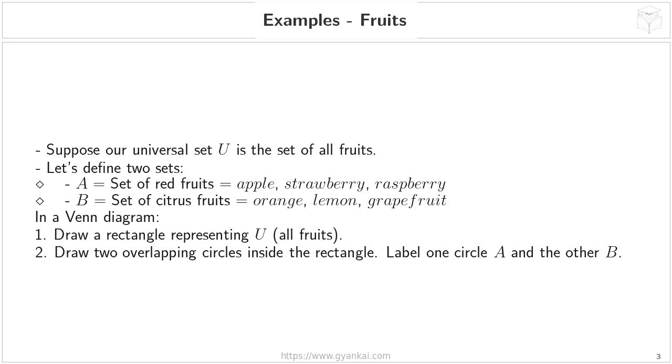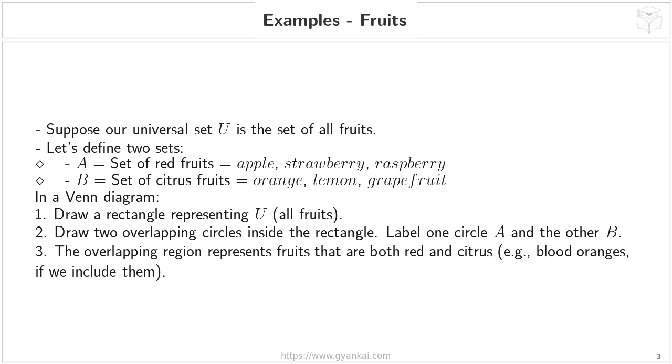These circles represent our sets A and B. Make sure the circles overlap. That overlap is important. Label one circle A for the red fruits and the other B for the citrus fruits. Now, think about what the overlapping region of these two circles represents. It represents the fruits that are both red and citrus.